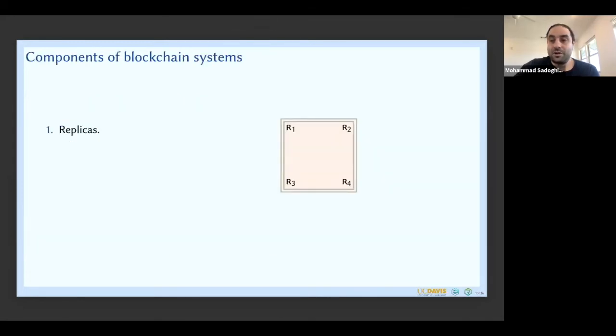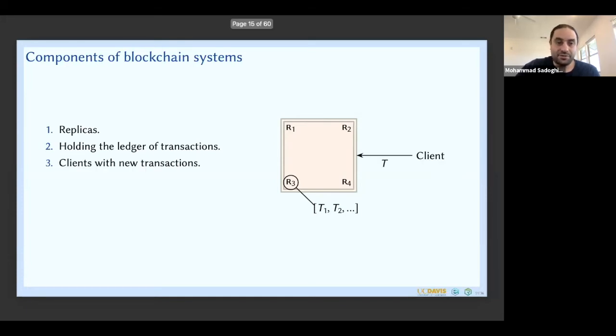So what are the components of the blockchain? We typically define a replica. Each replica has a copy of the log. Replicas are the participants that are participating in maintaining this ledger. So in this picture, we have R1, R2, R3, and R4. So we have 4 replicas. Each will have a copy of the ledger. Each will have a copy of the log. And again, a log is nothing but a sequence of transactions.